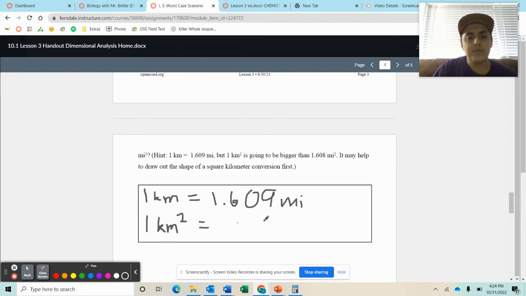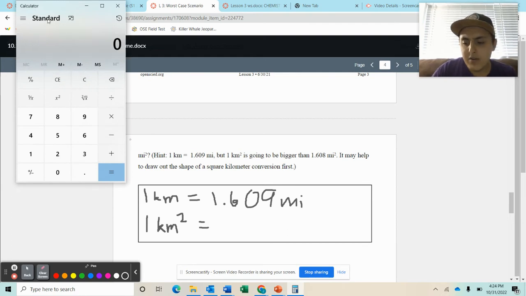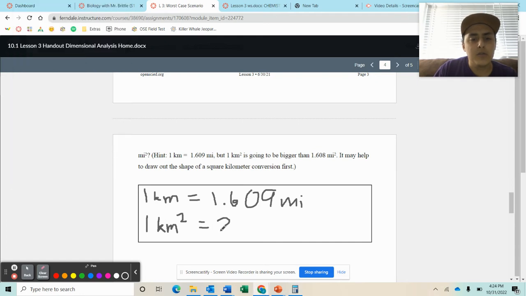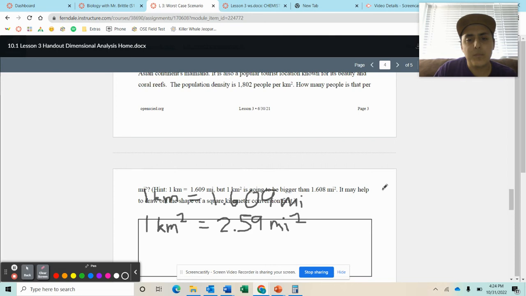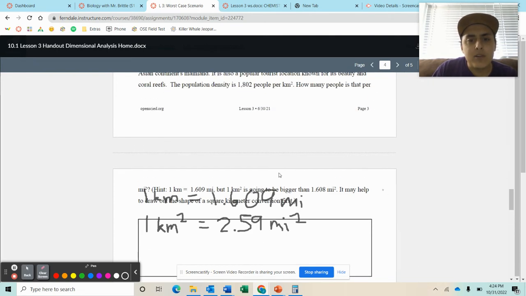is equal to, and where'd our calculator go? Clear everything. 1.609, not divide, times 1.609 is equal to 2.5, well, let's say 2.59 miles squared. Awesome. So I'm going to scroll up just a little bit.